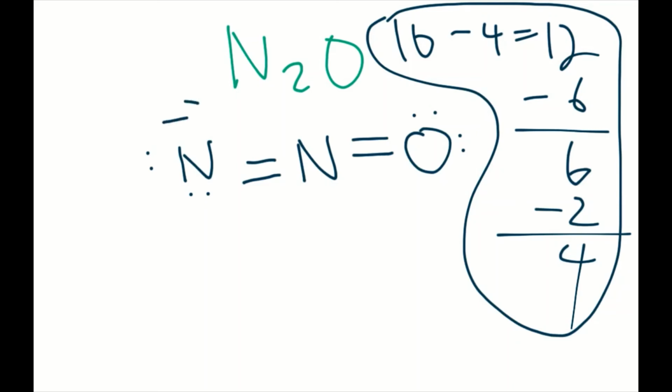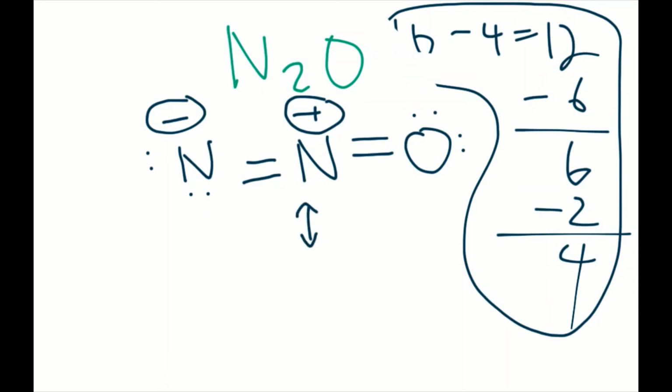So this will have a formal charge of -1, this will have a formal charge of +1, and this will be neutral. So these are the formal charges. Can we draw resonance structures? Well, I think we can. So let's try to move electrons around and see what happens.